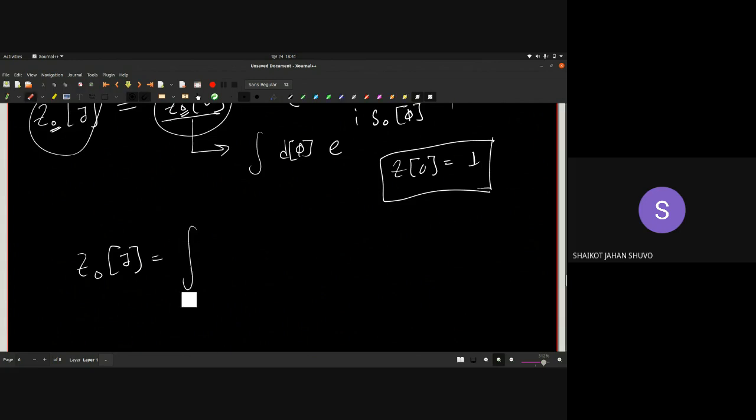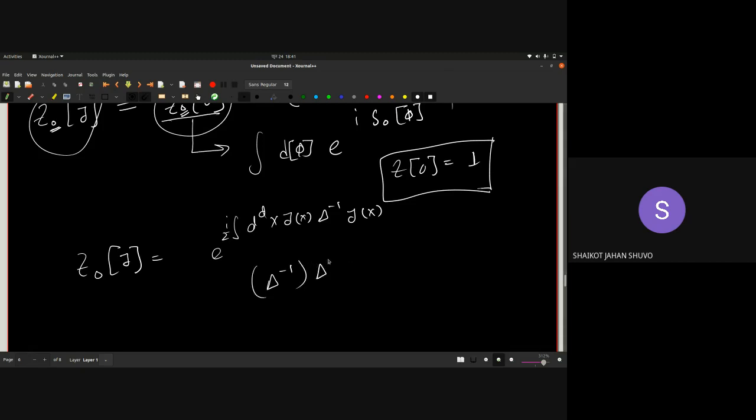e to the power i by 2 integral dd of x J of x del inverse J of x. And let me show you what this del inverse is. It's pretty easy to find out. Del inverse is the inverse operator of this del, and together they give you some delta function. If it's on x and y, it should be delta x minus y. And this is also known as the Feynman propagator, or the Green's function of this differential operator.